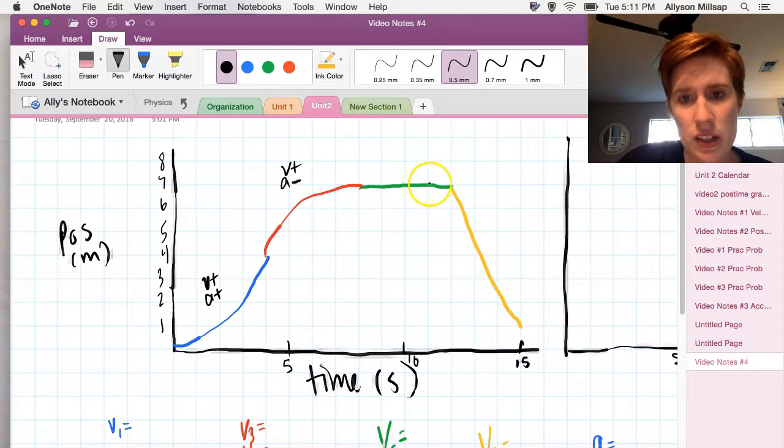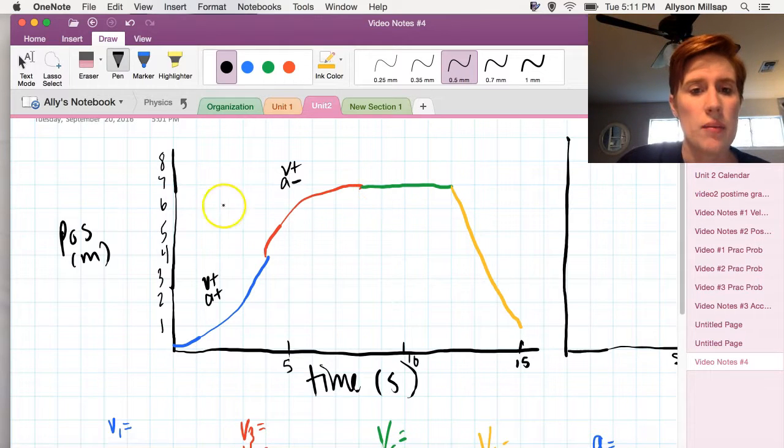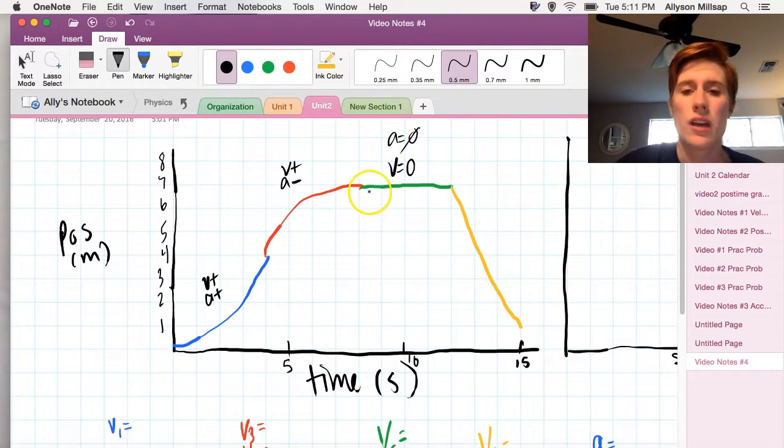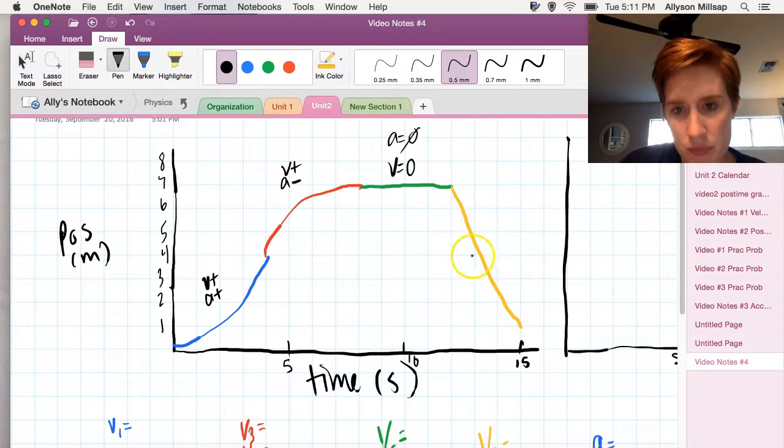This green line here shows that our velocity is not changing. As you can see, my position is at 7, and so it stays at 7, it doesn't change. So I'm really not moving at all. So here my velocity is 0, and I do not have acceleration at all. Okay, there's no change in my speed.